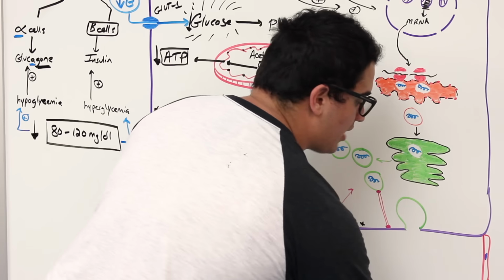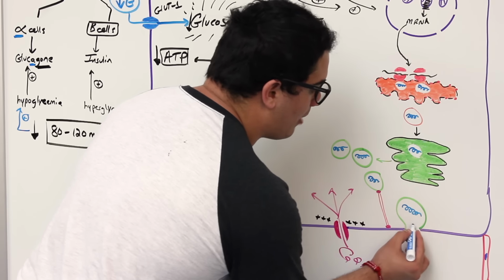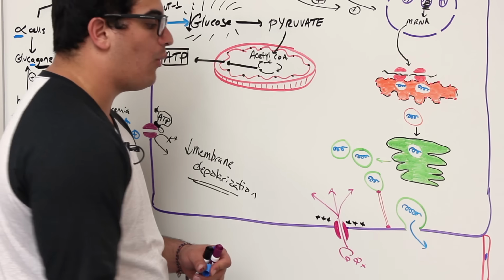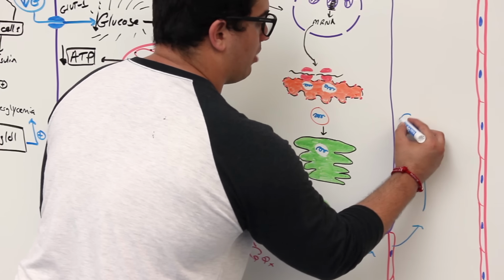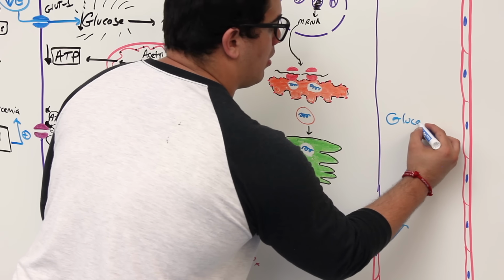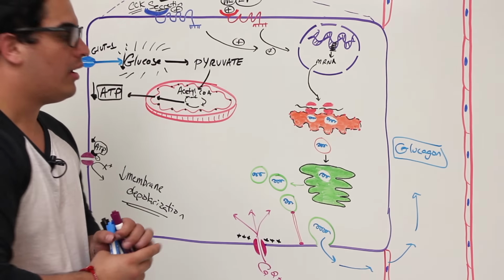It fuses and opens up into the extracellular environment. If it opens up into the extracellular environment, what is it going to do? It's going to release out what? Glucagon. And glucagon gets pushed into the bloodstream. And we just synthesized glucagon, okay?